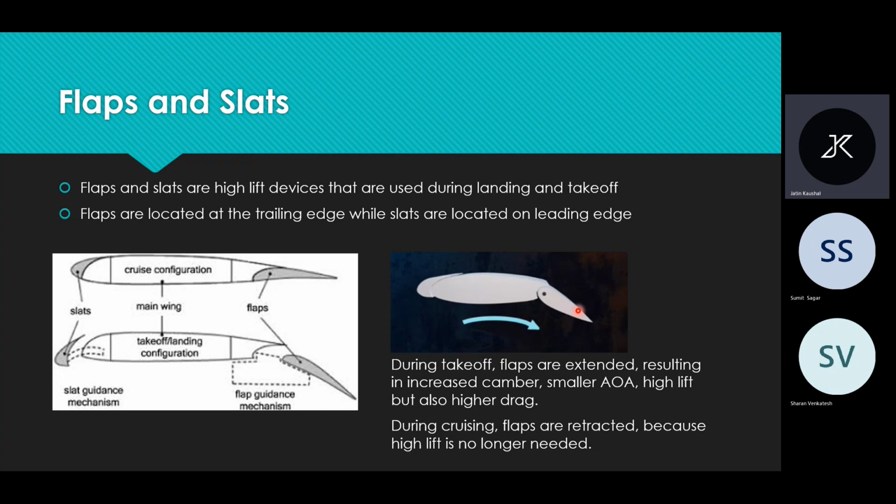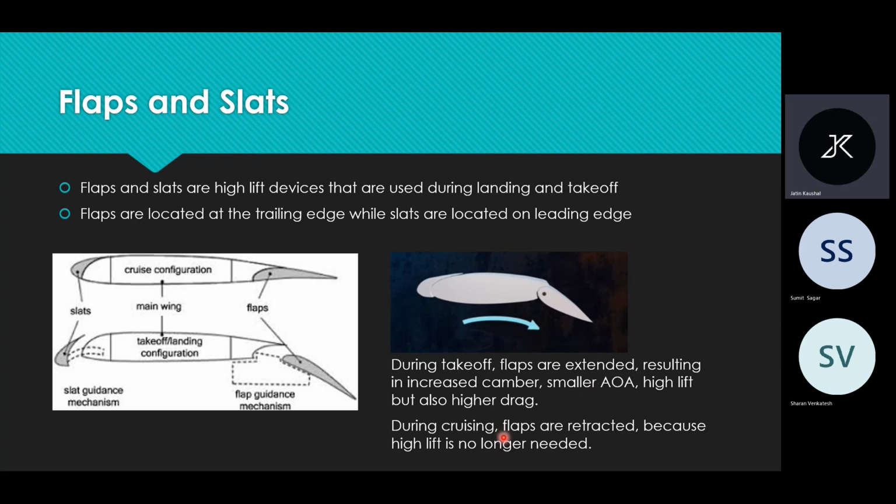From common sense, we can get that during takeoff, we need high lift because we have to get away from the ground. So during takeoff, flaps are extended, resulting in increased camber. In the resting position, the camber is very straight, but when the flaps are extended, the camber increases, it becomes like this. It results in increased camber, a higher angle of attack, and high lift. This angle of attack must be less than stalling.